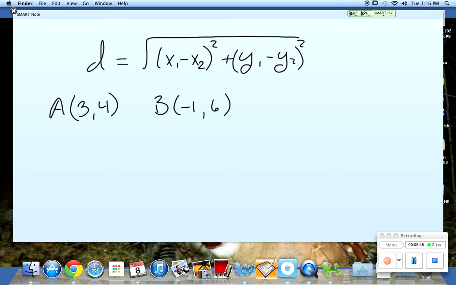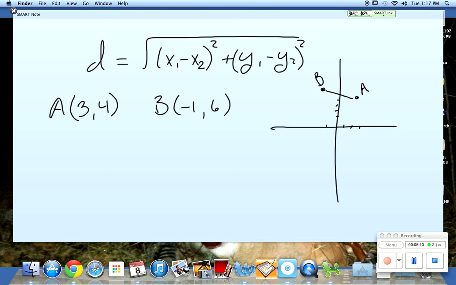If you take a look at a coordinate like this, and we plot this out, 1, 2, 3, 1, 2, 3, 4. Let's say this point is sitting right here. This is A. And then we plot out B, negative 1, up 6. It's somewhere up here. This is B. What is the distance between these 2 points?